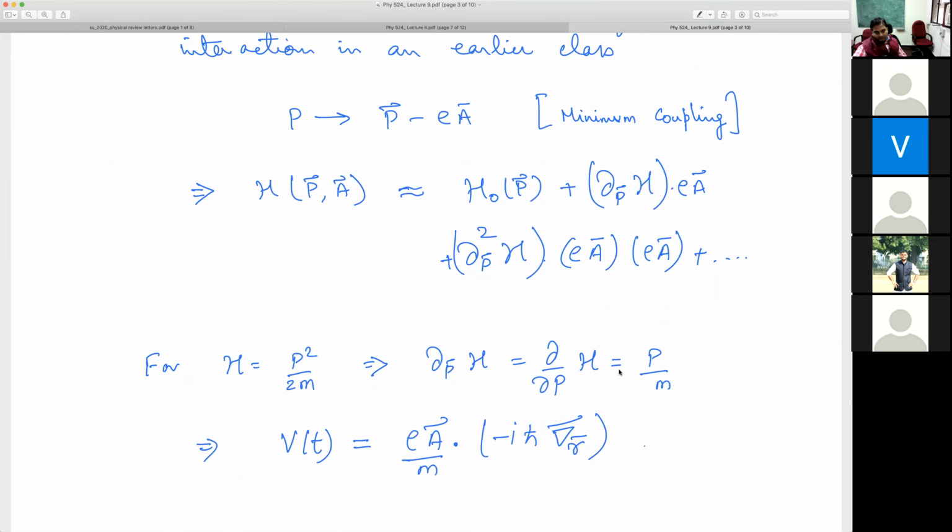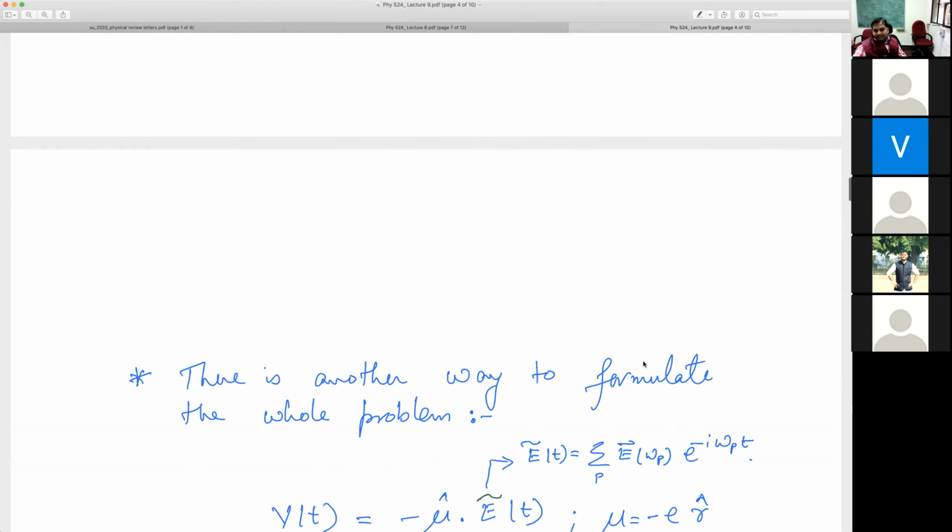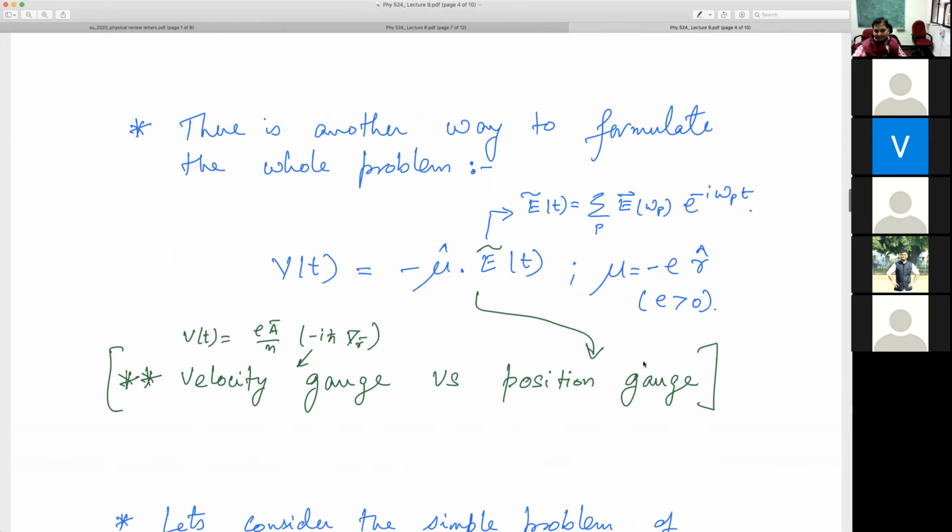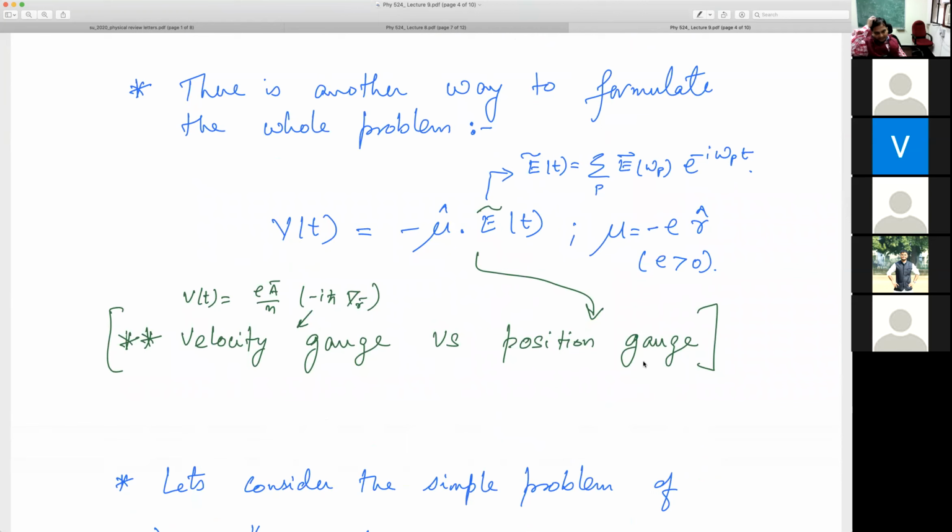So this form of doing the coupling or light matter interaction has a specific name. Here what I do is minimal coupling of the momentum, and momentum is related to the velocity. So this way of doing light matter interaction is called velocity gauge. This is one framework for treating light matter interaction, and this is what we did in the previous class. And there's a completely different way of treating light matter interaction, and that is called position gauge.